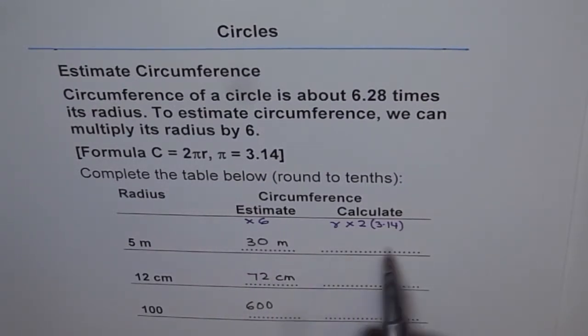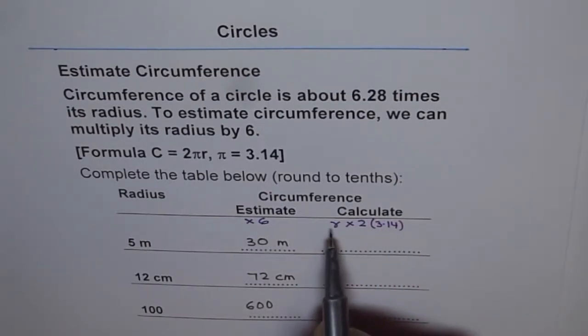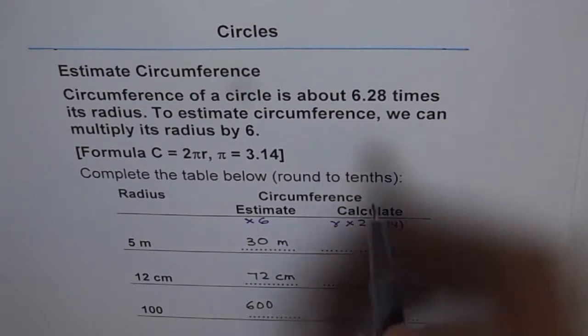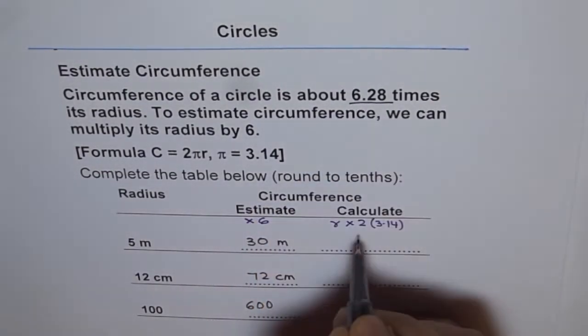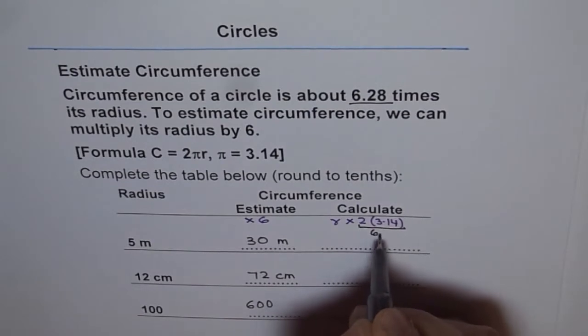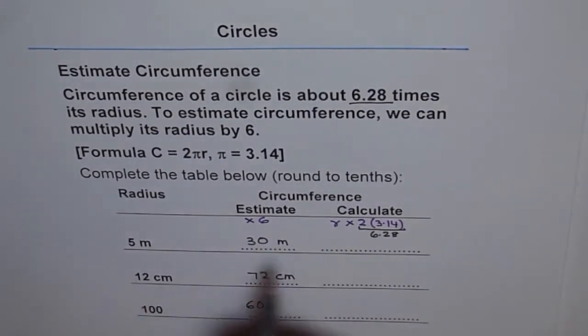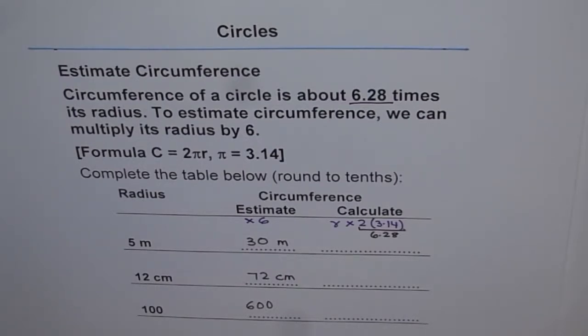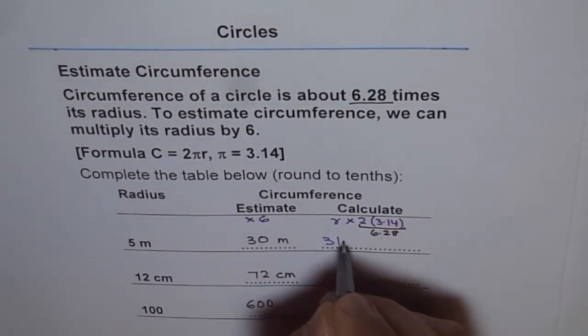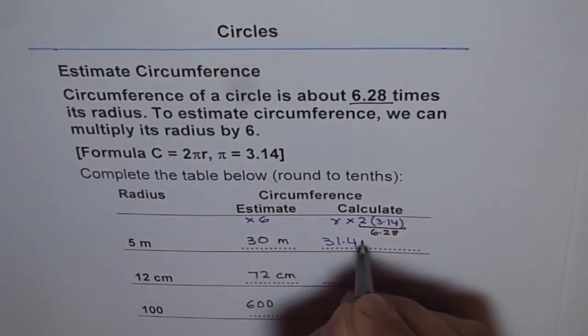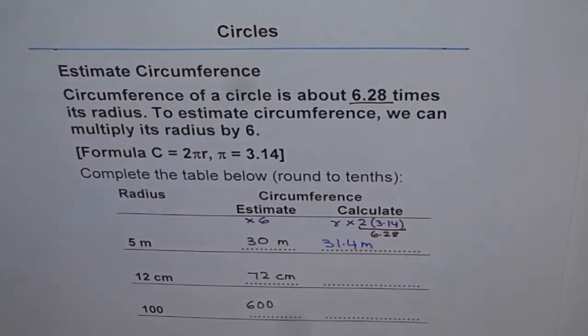To calculate, let's use calculator, right? So basically, when we are calculating, we are multiplying this radius by 6.28. 2 times 3.14 is 6.28, right? So we'll multiply 5 by 6.28. So 5 times 6.28 gives us 31.4. So we get 31.4 meters, right? It's already in tenths, so we'll write the same thing.